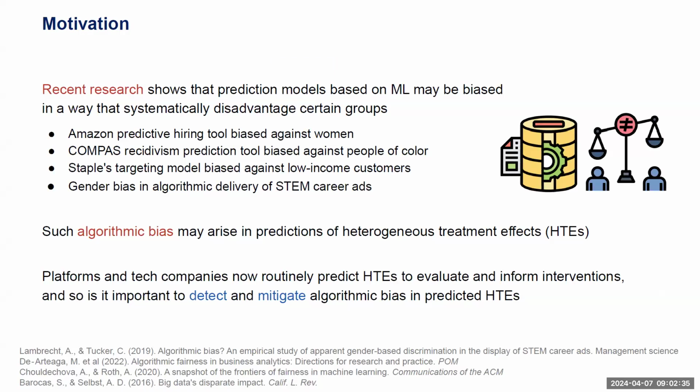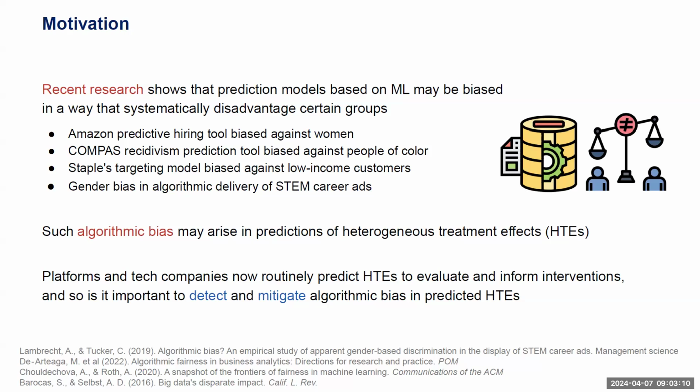So we know now that recent research over the last couple of years has shown that prediction models based on machine learning may be biased in a way that systematically disadvantages people from certain groups. So, we have a couple of examples here that I'm sure you have heard or read about. And what we consider in this paper is that this kind of algorithmic bias across groups may also arise in models of heterogeneous treatment effects, which we heard about yesterday in the paper about Twitter.